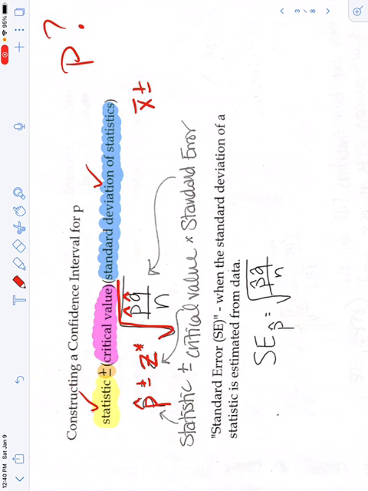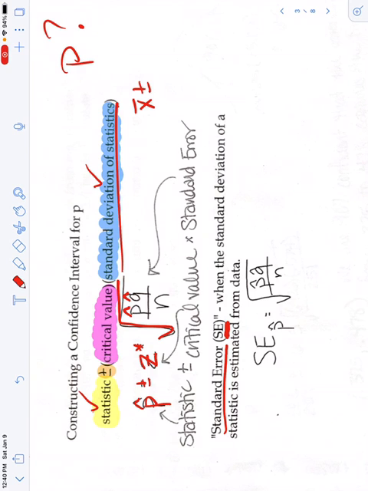All right, so the standard error, that's another way that they're going to refer to the standard deviation. I think that's pretty easy to remember. Standard deviation, standard error. On a computer printout, it's going to say SE for standard error.